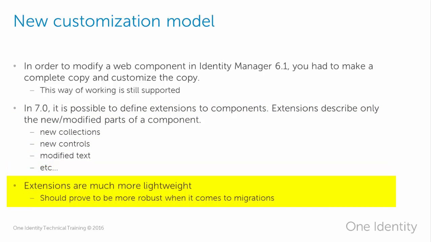So extensions should be much more lightweight because they only describe the changes, and much more robust when it comes to a migration, because the base object is being migrated and the extension then targets the new version of the base object. Let's take a look at how the extensions work.